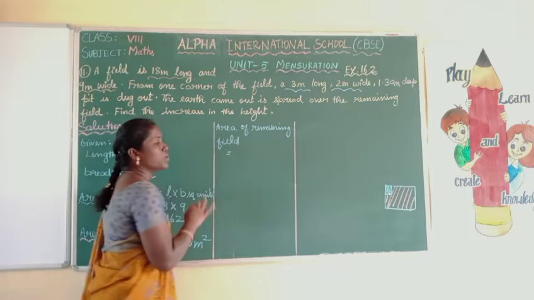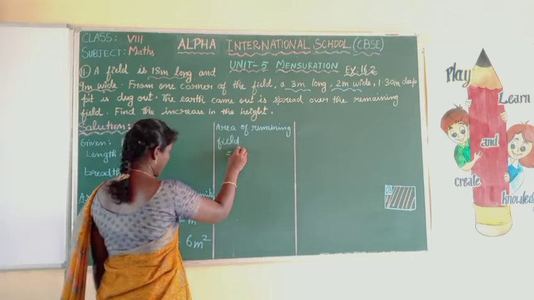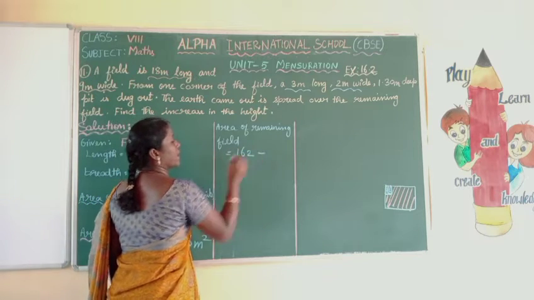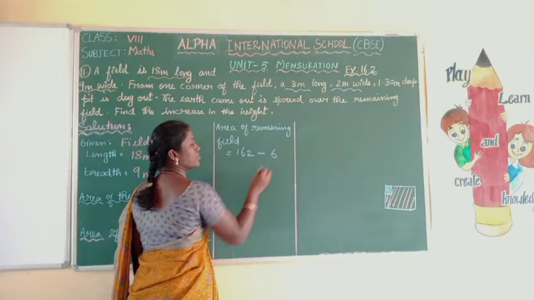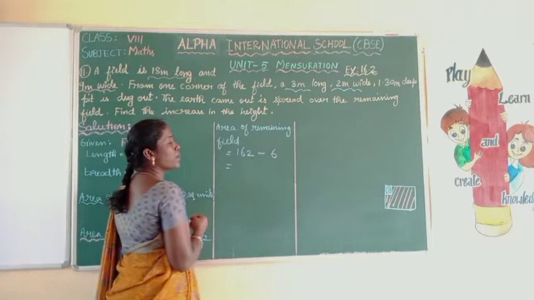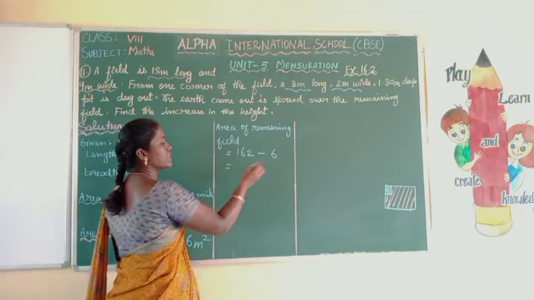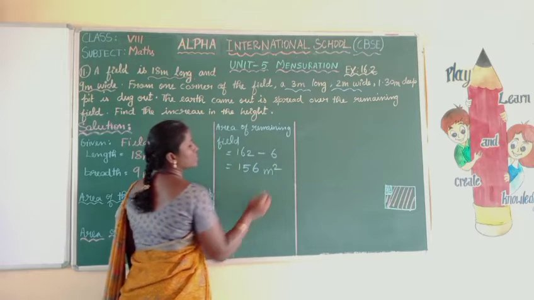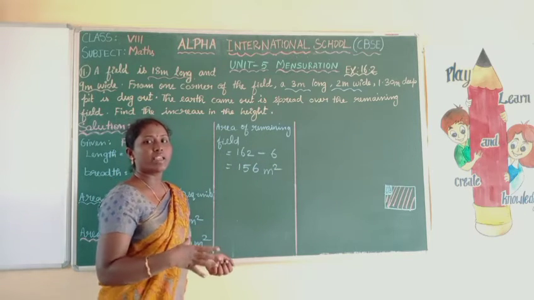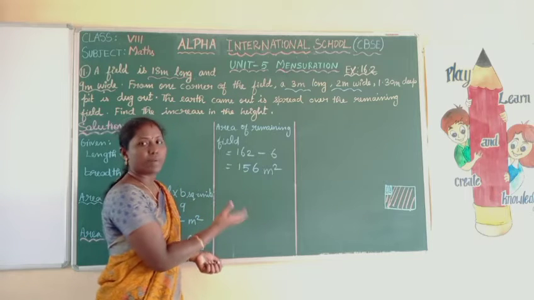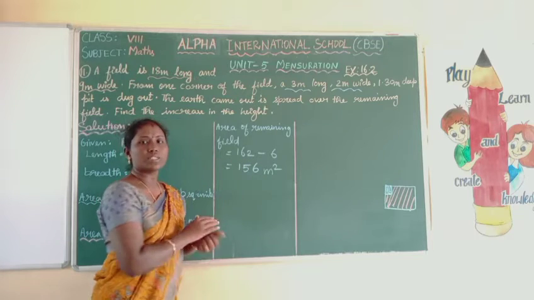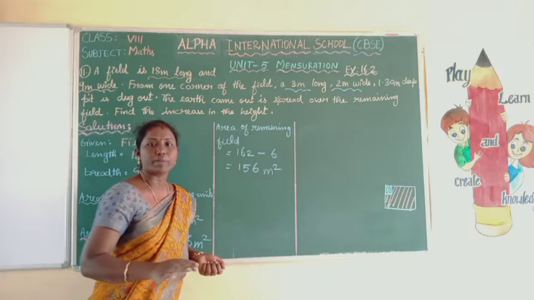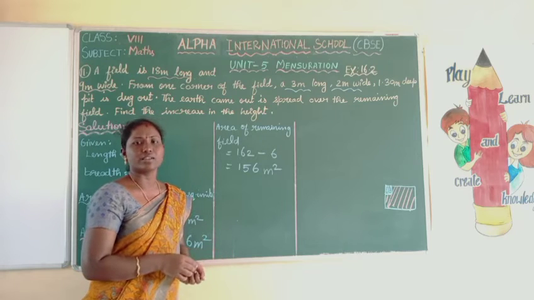is equal to the total area. What is the total area? 162 minus the area of the pit. What is the area of the pit? 6. So 162 minus 6 will be 156 meter square. So the remaining area of the field apart from the pit is 156 meter square. In this area only we are going to spread out the earth.